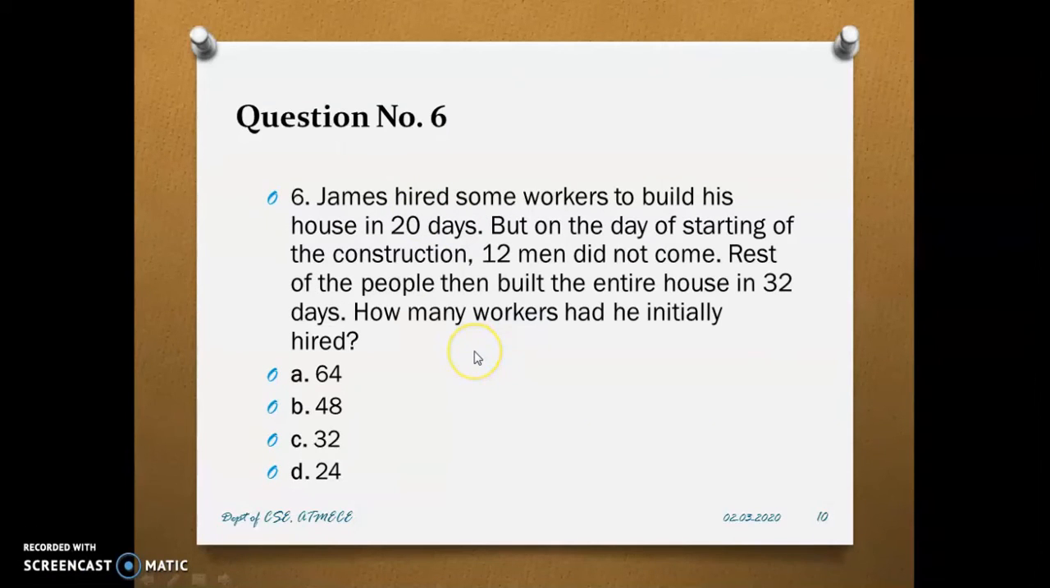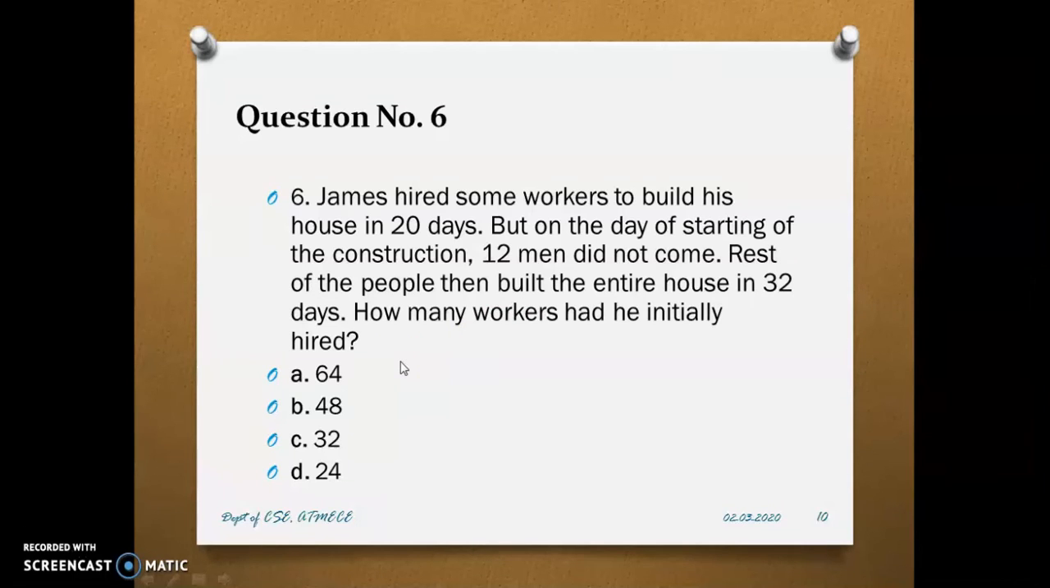Question number 6 says, James hired some workers to build his house in 20 days. But on the day of starting of the construction, 12 men did not come. The rest of the people then built the entire house in 32 days. How many workers had he initially had? So this is a bit more complex problem compared to the previous problems. There is a simple formula to solve these kinds of problems whenever they appear on the examination.